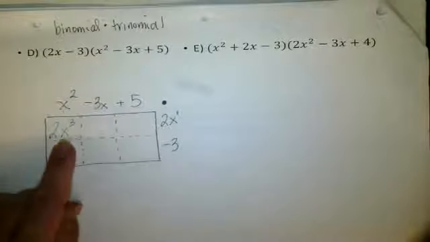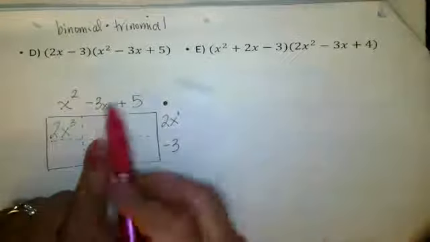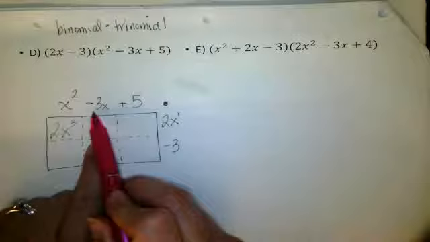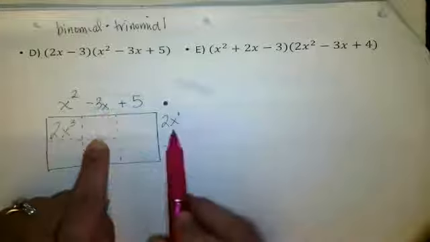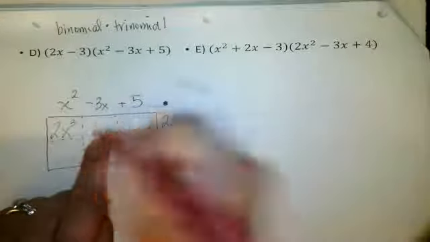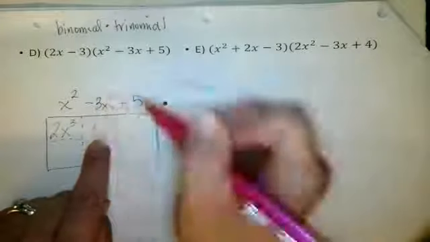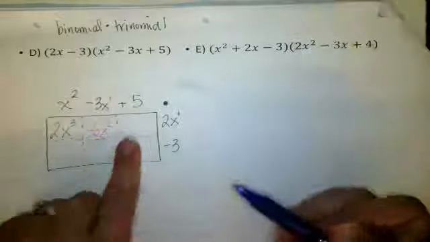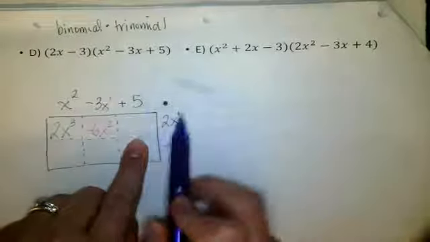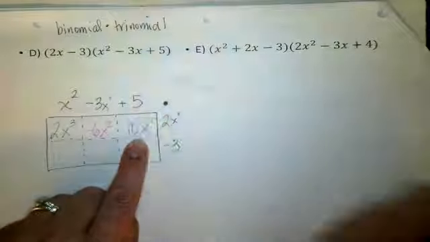Same base, add exponents. And then I'm going to fill in this box, which is the product of negative 3x times 2x. What's negative 3x times 2x? Negative 6. X to what power? X squared. Very good. X to the first times x to the first is x squared. I'm going to fill in this box, which is the product of 5 times 2x. What's 5 times 2x? 10x.